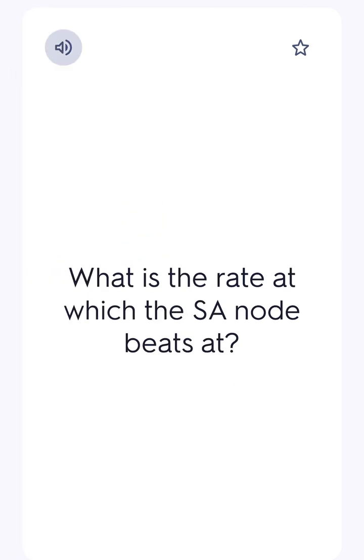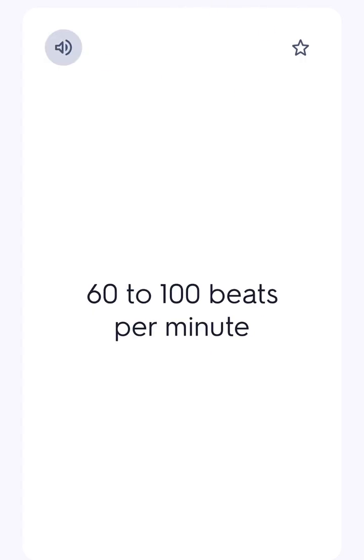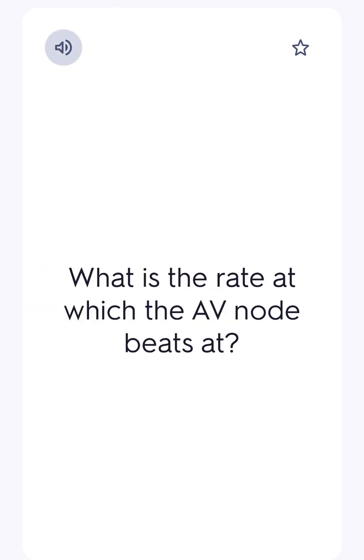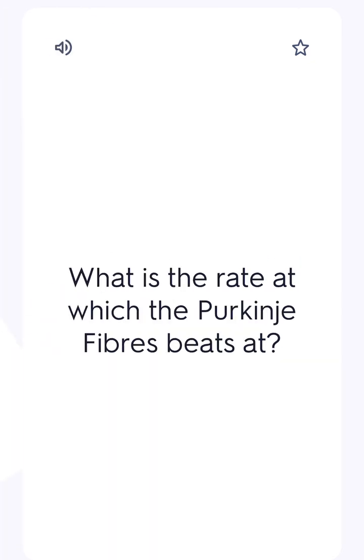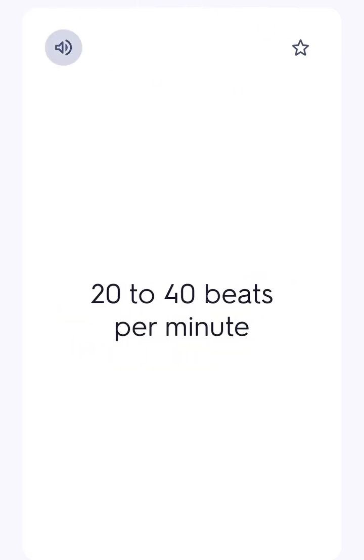What is the rate at which the SA node beats? 60 to 100 beats per minute. What is the rate at which the AV node beats? 40 to 60 beats per minute. What is the rate at which the Purkinje fibers beat? 20 to 40 beats per minute.